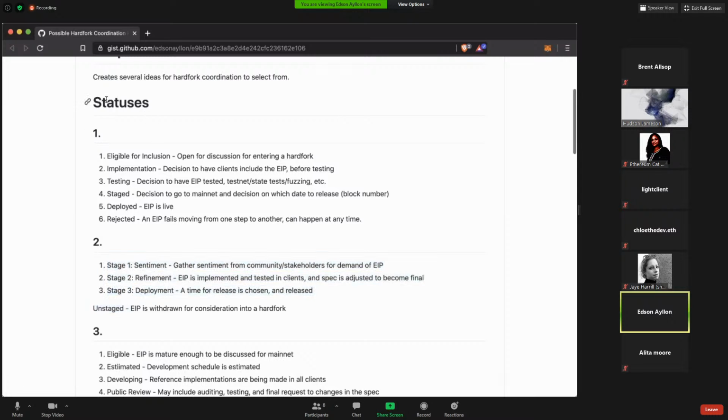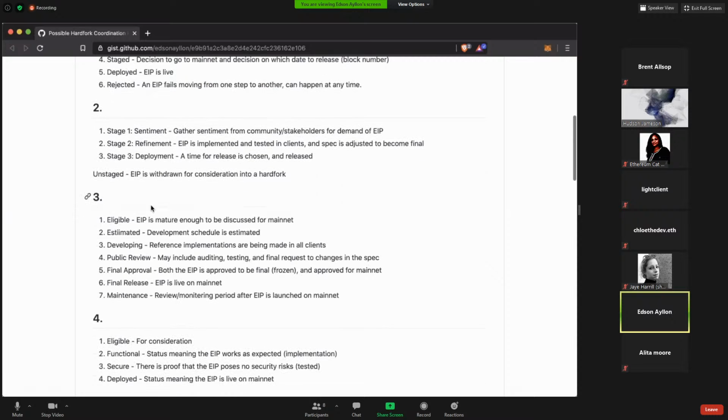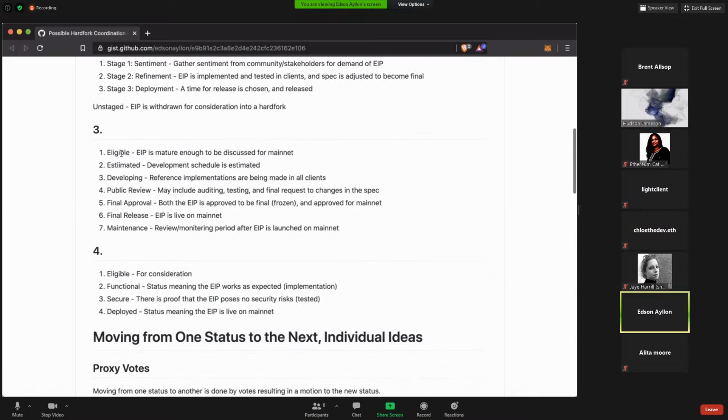So instead of statuses, stages, whatever, it's just the steps in the EAP process. I mean, hard fork coordination process. So here's the third one, eligible, estimated. Here we estimate a schedule and define the scope for the EAP, so how long it looks like it might take. And then develop public review.